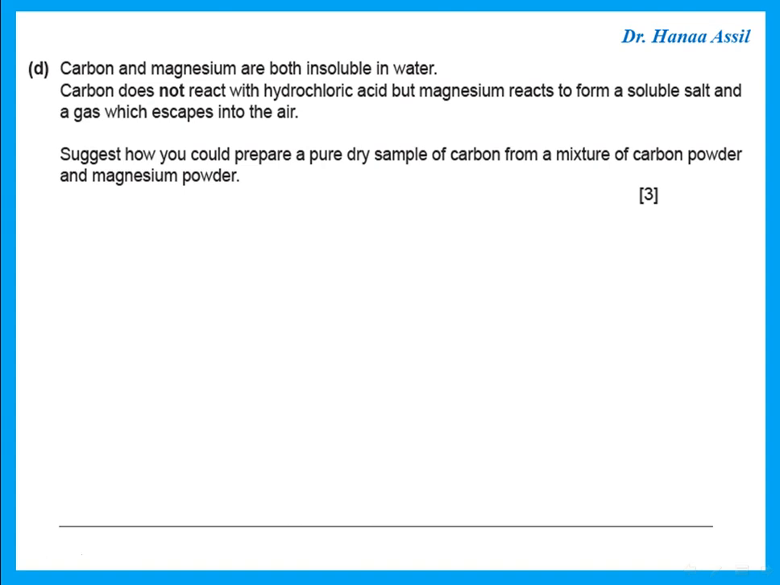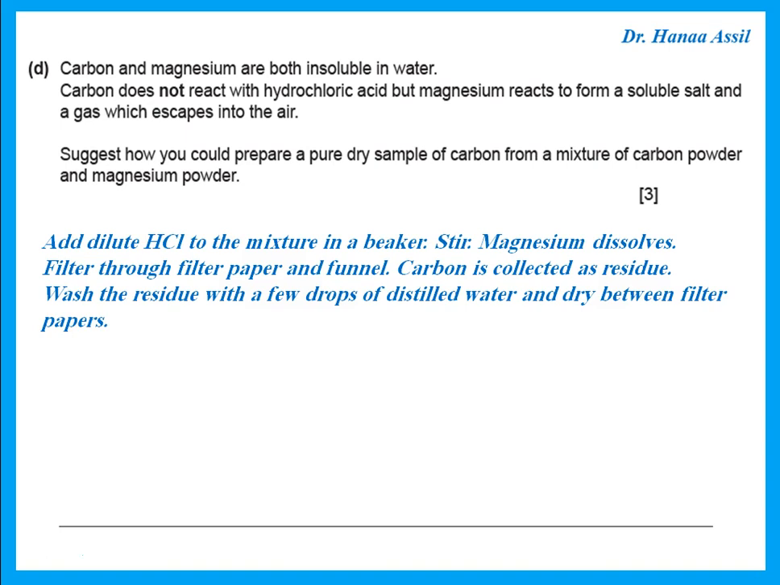So he's given me a mixture already mixed of carbon and magnesium. Don't say add carbon to magnesium. We already have a mixture of carbon and magnesium, and we're trying to get what from it? We're trying to get carbon. So what should we do? We have carbon and magnesium, and he's telling me the carbon will not dissolve in acid, but magnesium will dissolve in acid. And that means that the first thing I should do is add a certain acid. He's saying hydrochloric acid to the mixture in a beaker and stir. Of course, I can say stir with a glass rod.